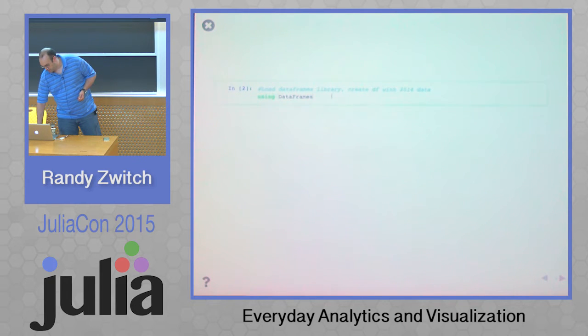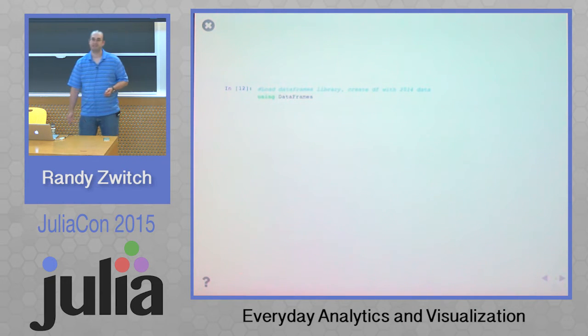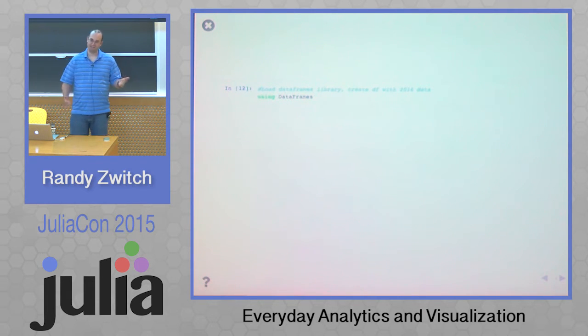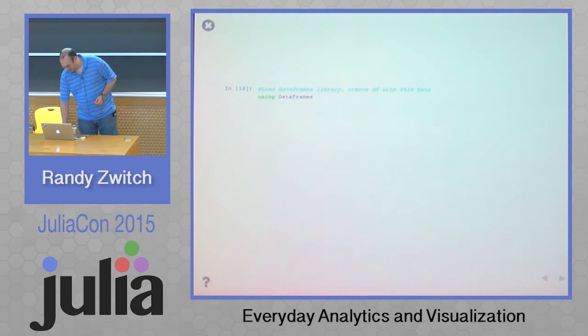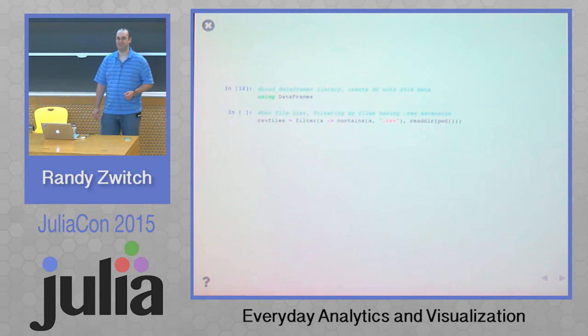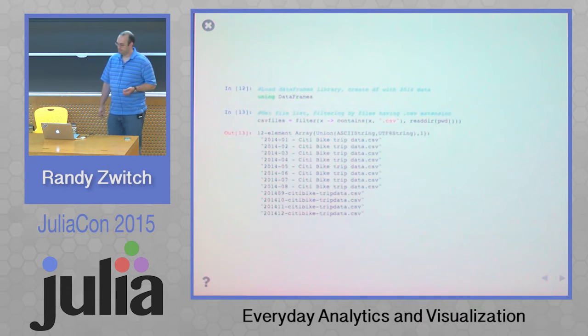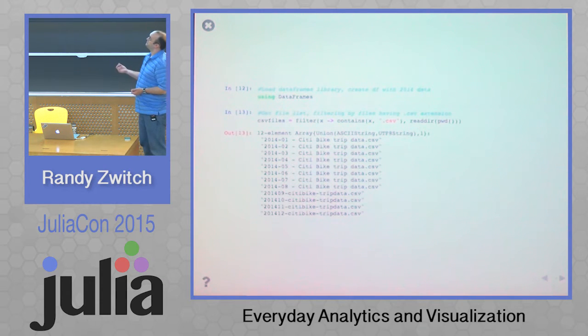Hopefully everyone's familiar with how to load libraries. Again, like I said, I realize that everyone here is pretty much an enthusiast of Julia, so this is perhaps not the talk for everyone. But and then the next thing we can do is, rather than try and write all these things out by hand, we can just select the CSV files.